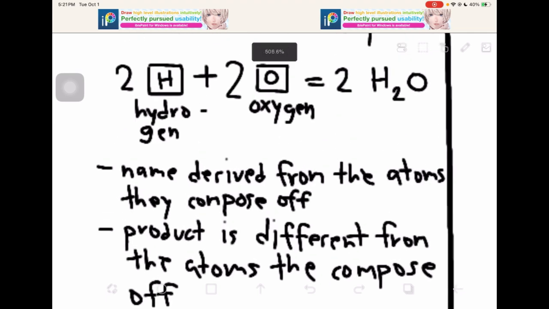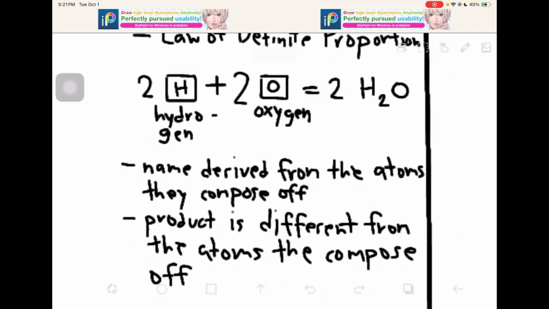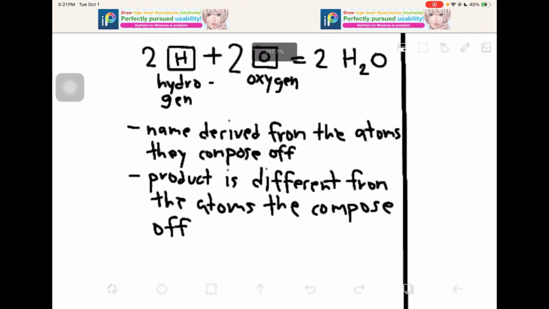We know that hydrogen and oxygen are gases. So, logically speaking, gas plus gas would equal another gas. But we know for a fact that water is not a gas, it's a liquid. It could be water vapor, however, in general, it's just liquid.